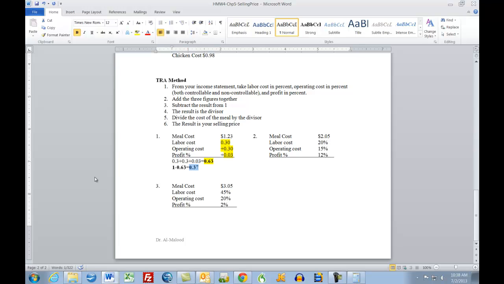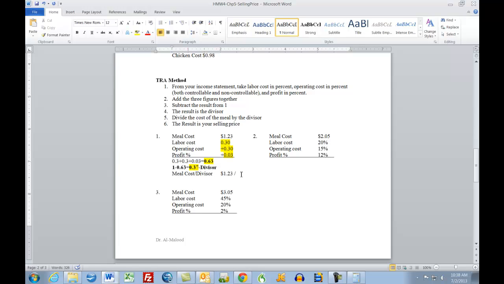Okay, it's going to give us 37. Now, once we've got the 37, what do we need to do? This is called your divisor. Now what you need to do is take your meal cost, which is right here, and divide this by the divisor. So, meal cost divided by divisor.